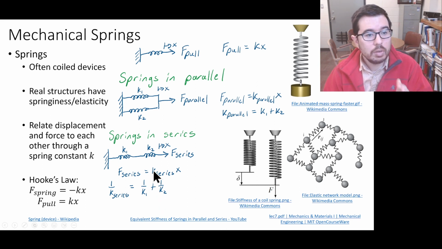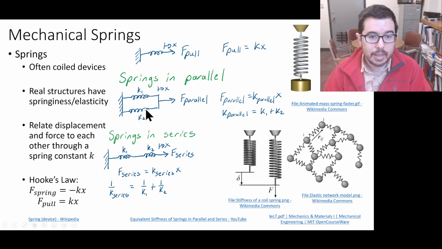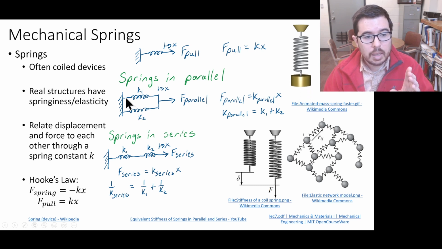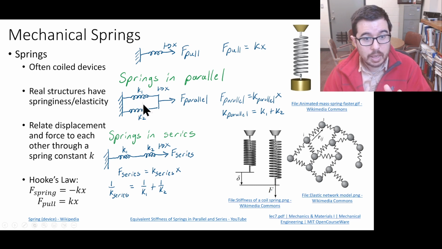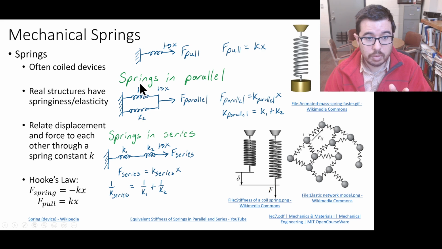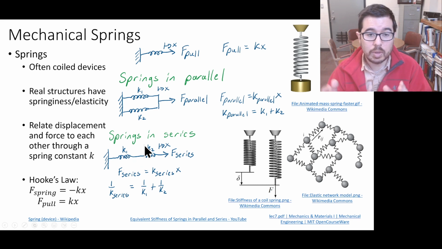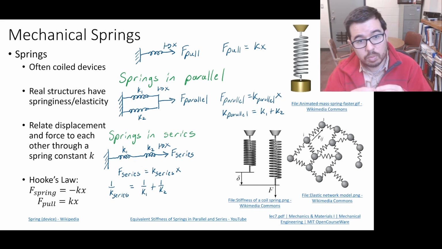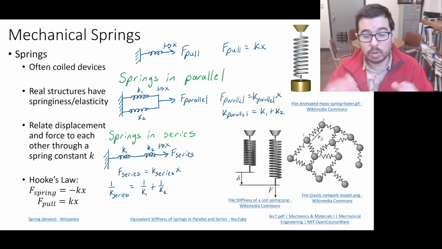The derivation, though, is based on the idea that the displacements for these springs in parallel have to be the same, but the forces can be different. Whereas in the series, or the springs in series, the displacements of these individual springs can be different, but the force in both of the springs, or in as many springs as you have in series, is going to be the same.